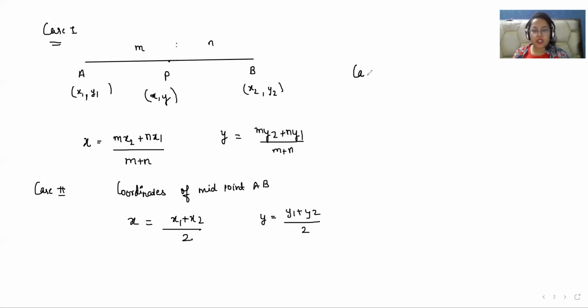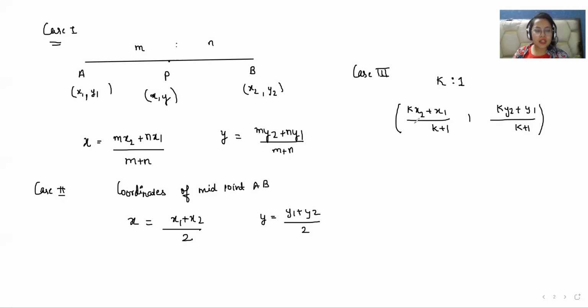And there is one more case. If they did not give you the ratio m ratio n, but give you the coordinates of A, P and B, then in this case you have to always consider the ratio k ratio 1, that your line divides in the k ratio 1 ratio. So if you have to find the ratio, you can apply the formula kx2 plus x1 over k plus 1, and for y, ky2 plus y1 over k plus 1.